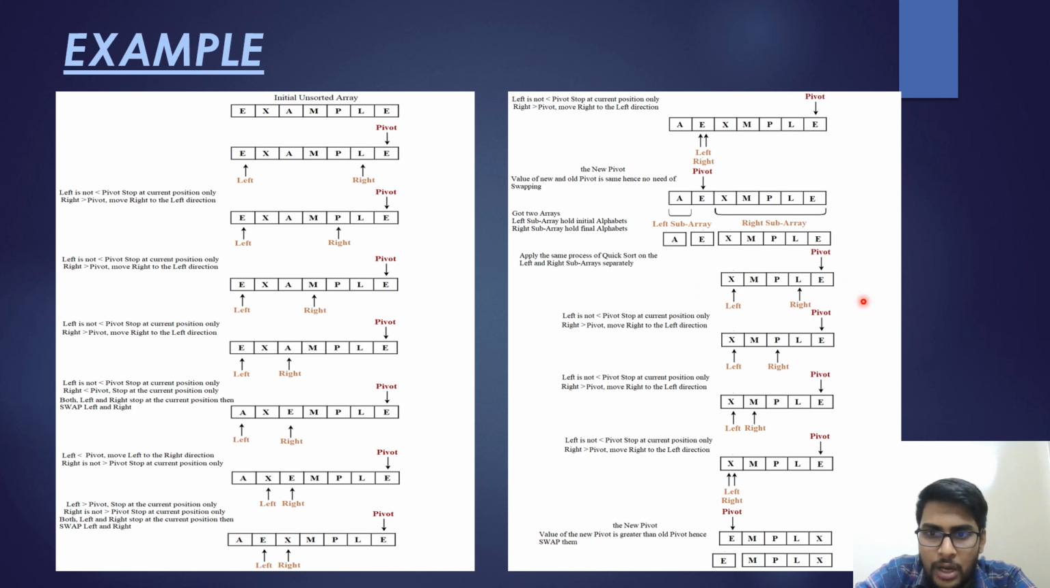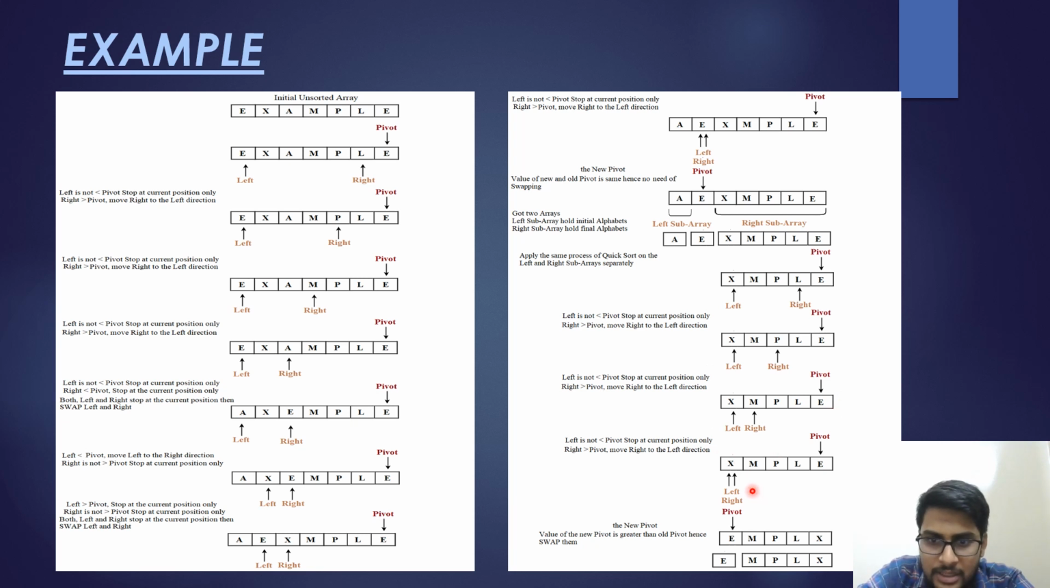XMPLE will be the new array. Next, the new pivot element will be E once again, and it will start comparing with other elements. It will go as follows. Once again, the left is not less than the pivot element and the right is also greater than the pivot element.